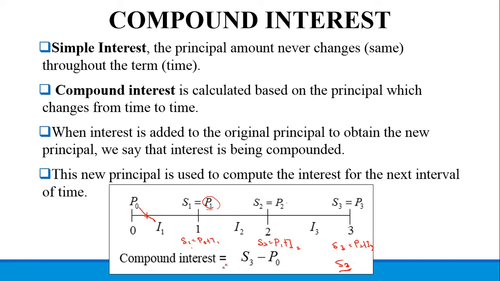What is the interest you get from the 3 years, from the first year, second year, and third year? The interest is S3 minus the initial P. How much interest you get is the final minus the initial, S3 minus P0.